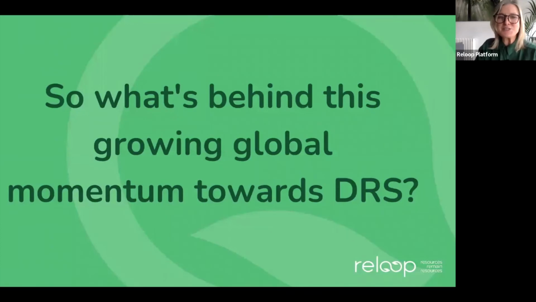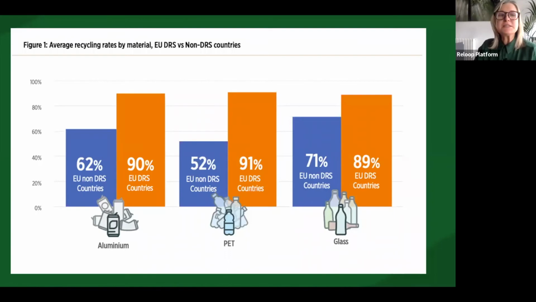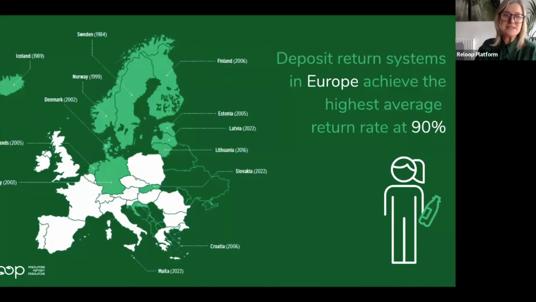So what's behind this growing global momentum towards DRS? Well, we can certainly see that in blue are the European non-deposit countries and the recycling rates for the different container types compared to the deposit countries in orange. And you can see that there's a drastic difference between the two. This is what it looks like in Europe today. But as I said, we are going to see more and more programs being introduced.